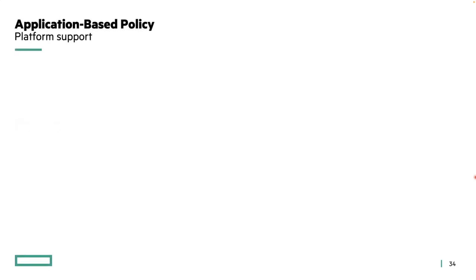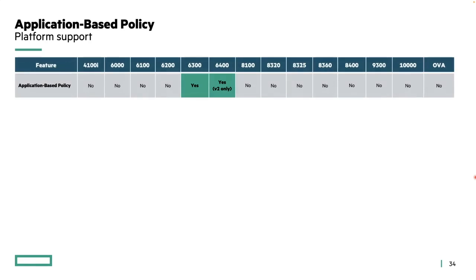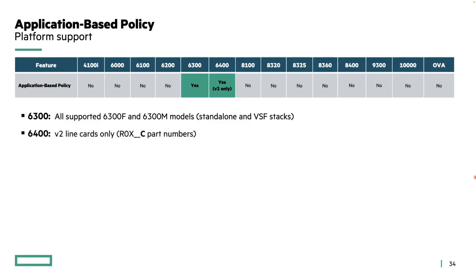So let's get into some details. We'll start with platform support. Because this is based on the application recognition and flow tracking feature as dependencies, the platform support that applies to IP Flow Manager also applies to application-based policy. So we support all 6300F and 6300M models, both standalone and VSF stacks, as well as 6400 systems with V2 line cards installed and using a V2 system profile.